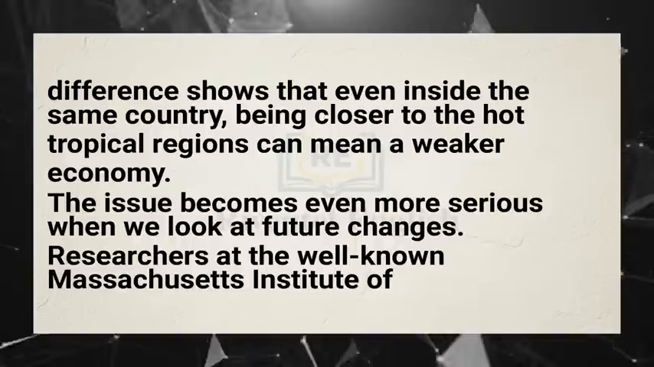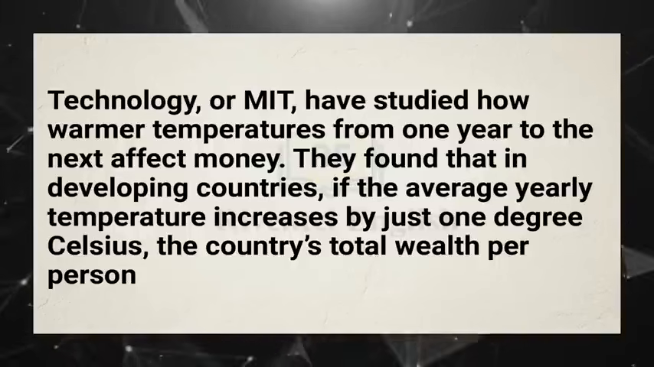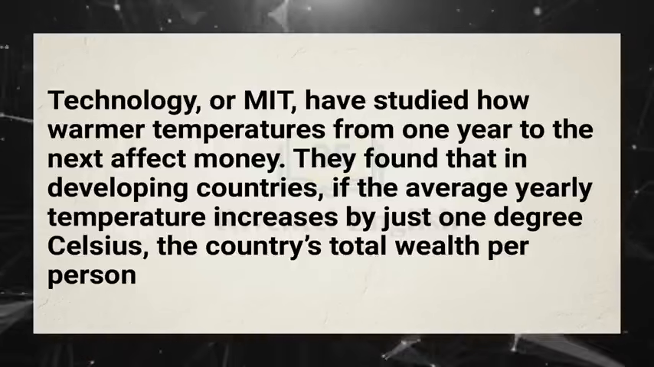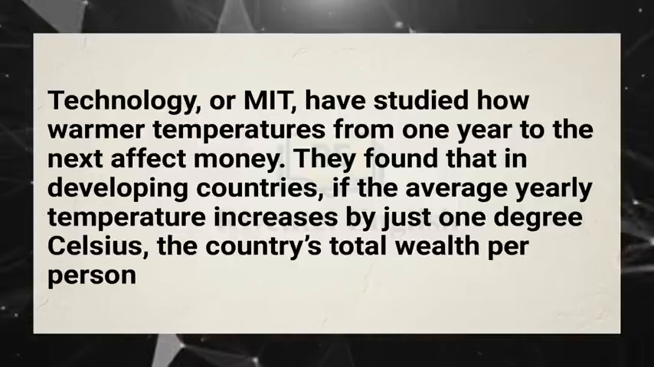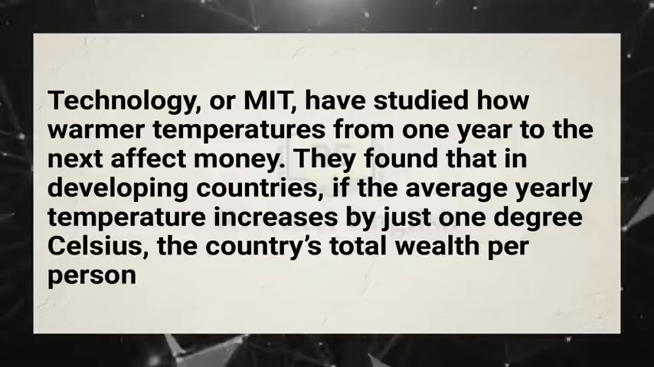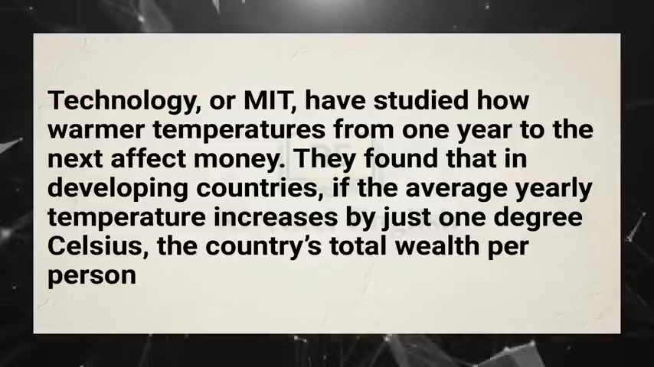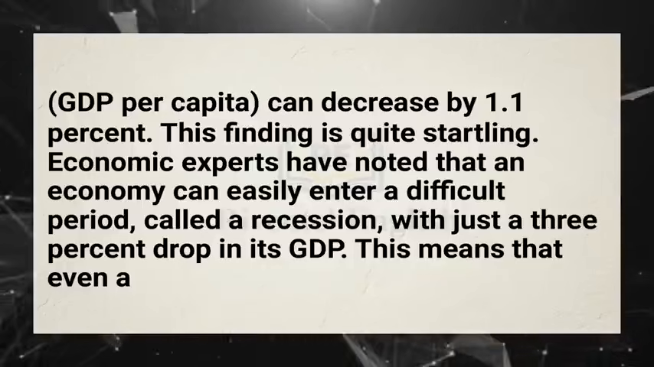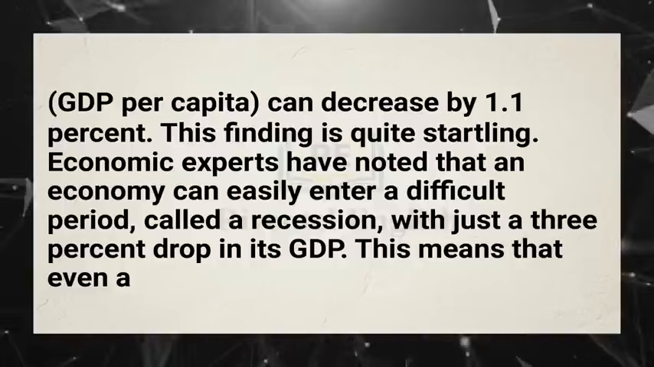Researchers at the well-known Massachusetts Institute of Technology, or MIT, have studied how warmer temperatures from one year to the next affect money. They found that in developing countries, if the average yearly temperature increases by just 1 degree Celsius, the country's total wealth per person, GDP per capita, can decrease by 1.1%. This finding is quite startling.